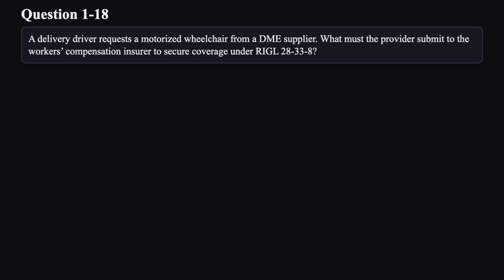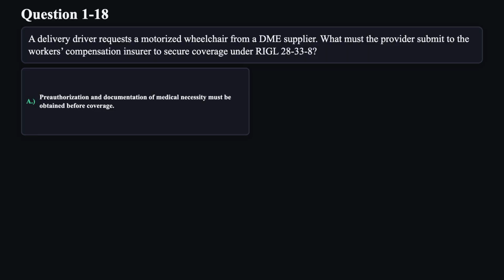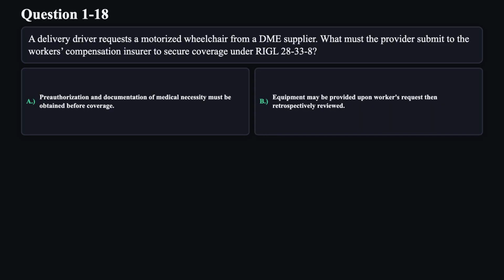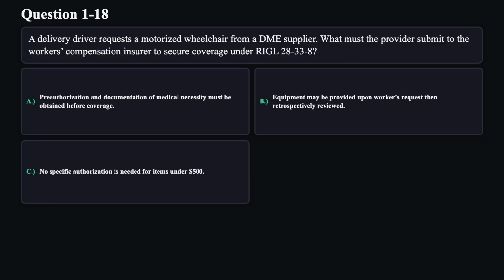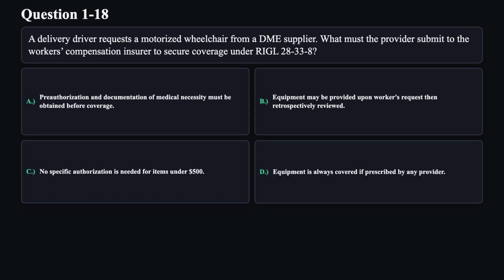Question 18. A delivery driver requests a motorized wheelchair from a DME supplier. What must the provider submit to the workers' compensation insurer to secure coverage under InsRI-WC18? A. Pre-authorization and documentation of medical necessity must be obtained before coverage. B. Equipment may be provided upon worker's request, then retrospectively reviewed. C. No specific authorization is needed for items under $500. D. Equipment is always covered if prescribed by any provider.